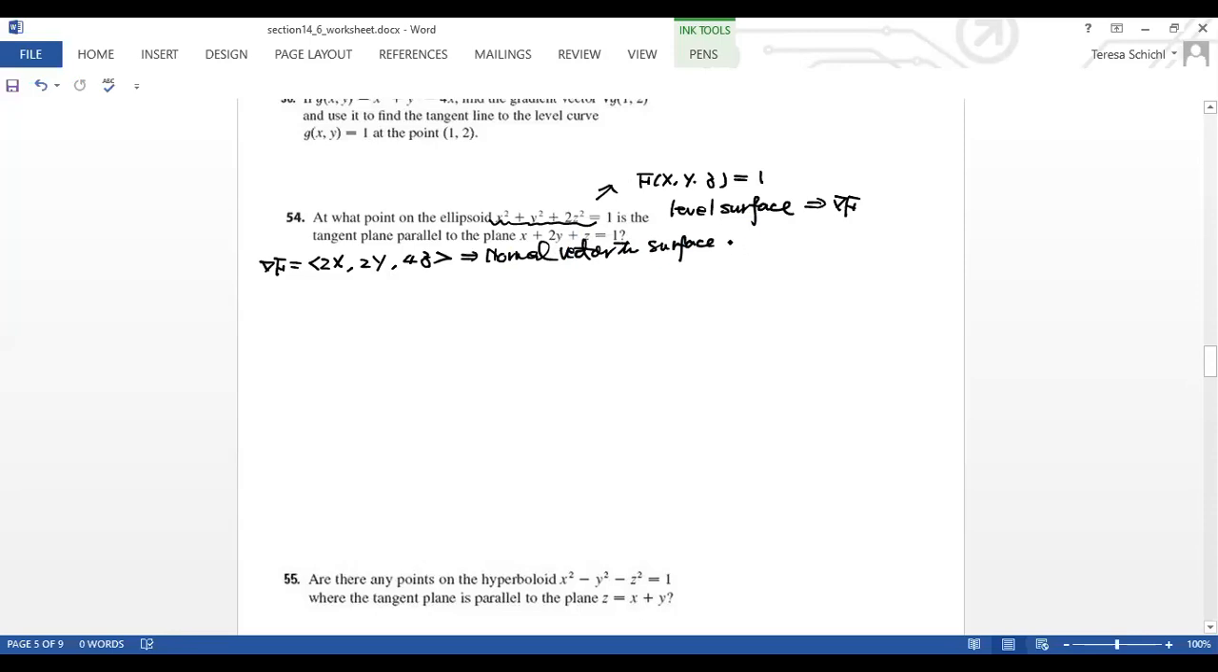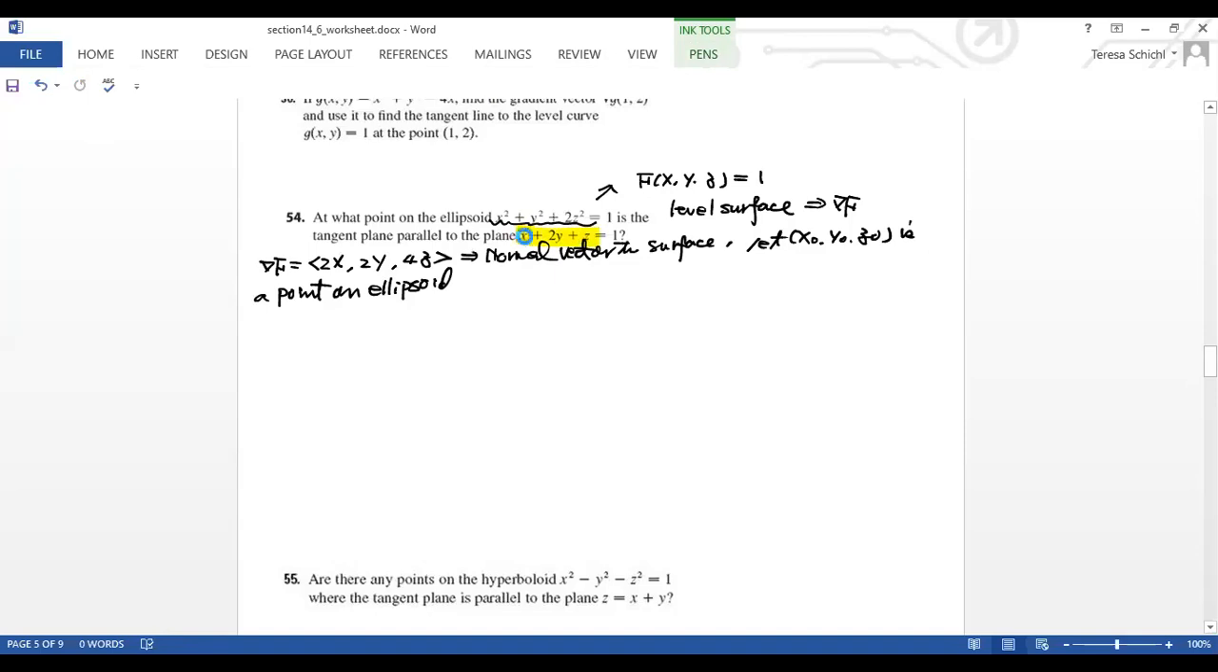Okay, so now we find the point (x0, y0, z0) that is a point on the ellipsoid. Okay, so that's the ellipsoid, right? Because they say the tangent plane has to be parallel to x plus 2y plus z. So x plus 2y plus z is here. Take a look at this one.